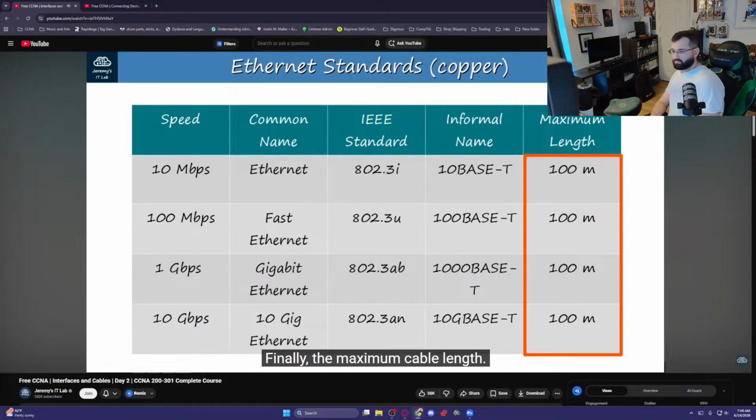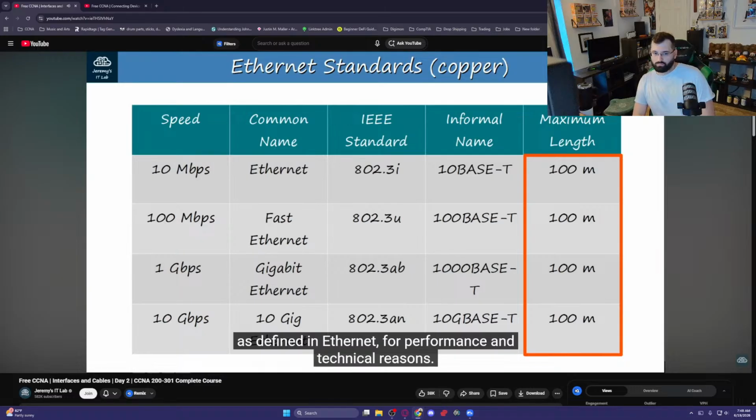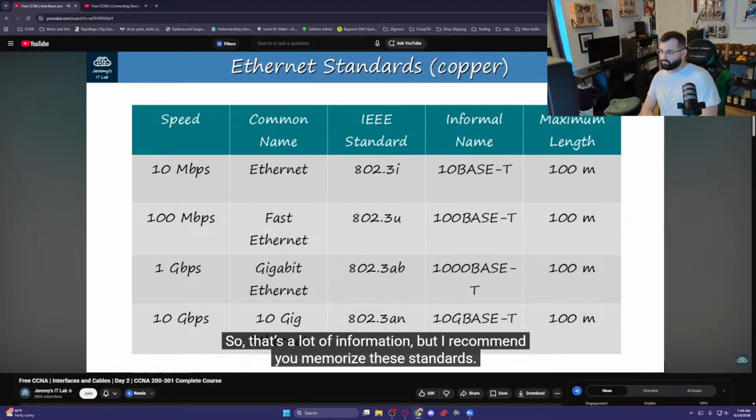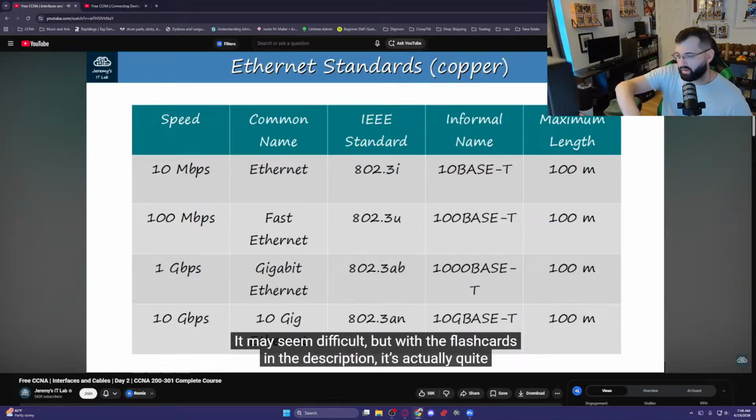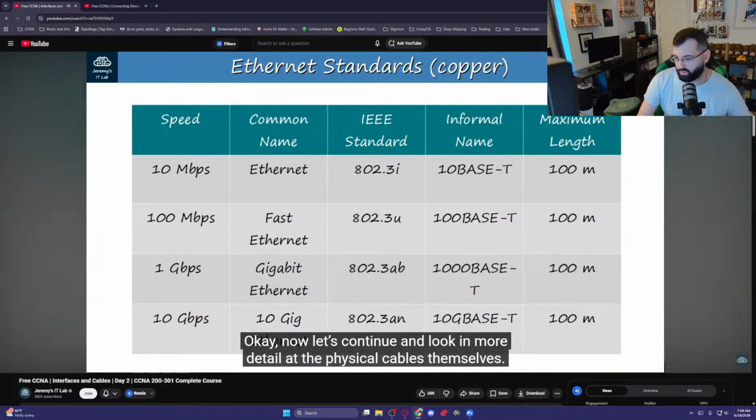Finally, the maximum cable length. Notice that all of them are 100 meters. That's the maximum length for twisted pair cables as defined in Ethernet for performance and technical reasons. So that's a lot of information, but I recommend you memorize these standards. It may seem difficult, but with the flashcards in the description, it's actually quite easy. So don't forget to download and use the flashcards in the description, and also make your own if you want.